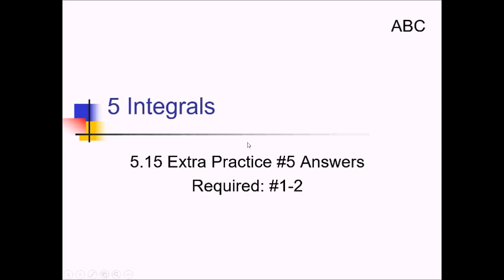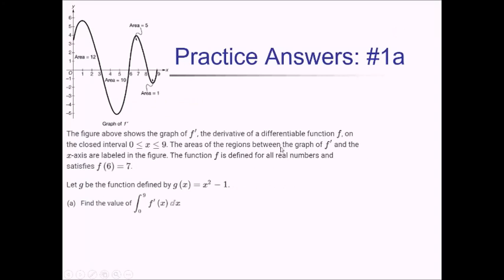with definite integrals. On this free response problem, we're given this graph of f prime, and they also gave us some areas between f prime and the x-axis. And we're told that f of 6 is 7, that might be helpful, and also that g is x squared minus 1. So based on all this, we want to start by finding the value of the integral from 0 to 9 of f prime of x dx.